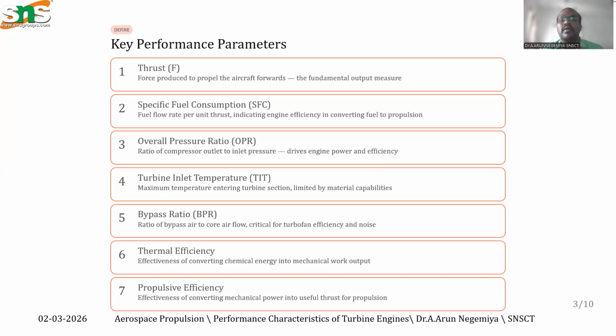Next one is the overall pressure ratio, which is calculated as the ratio of compressor outlet to inlet pressure. The next one is turbine inlet temperature, TIT, which is the amount of temperature entering the turbine area. Bypass ratio means the ratio of bypass air to the core airflow. Atmospheric air directly falls into the compressor region.